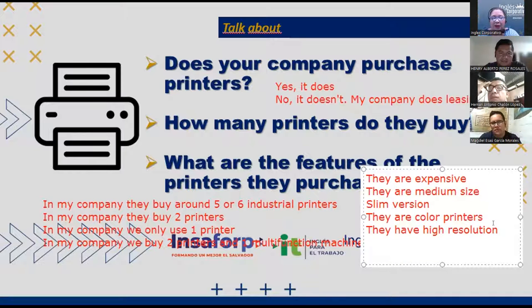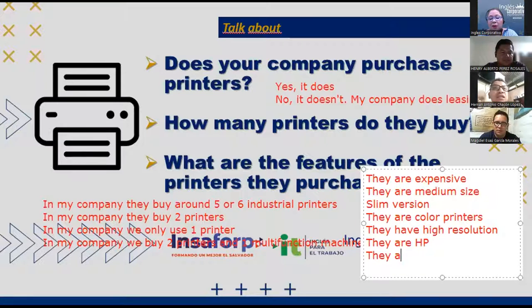Podríamos decir incluso la marca, ¿verdad? They are HP, right? Hewlett Packard. They are, teacher, they are matrix. Se dice matricial, ¿verdad? Matricial, like with a letter T. Do you remember the spelling, Henry? Like this or with a T? Si lo pueden verificar por ahí, me ayudan para confirmarlo, pero sí, por ahí es el spelling, ¿verdad?